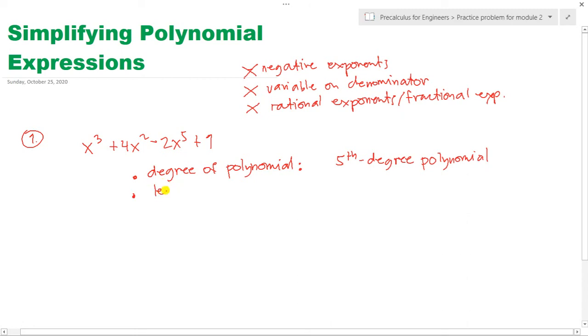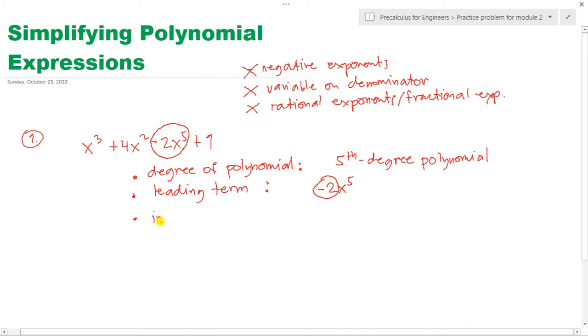Next is the leading term. What does leading term mean? This is the term, class, that contains the highest exponent. So which term here contains the highest exponent? This one. Therefore, that is our leading term, negative 2x to the 5th. And the last one, class, is when they ask for the coefficient of the leading term. When it's only the coefficient, this negative 2 is our coefficient of the leading term.